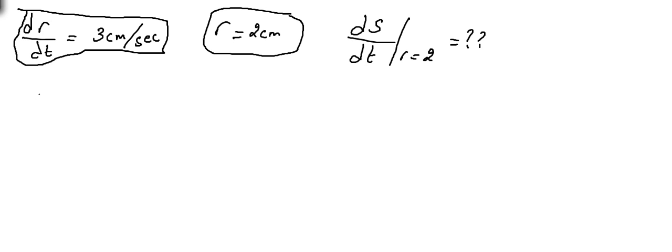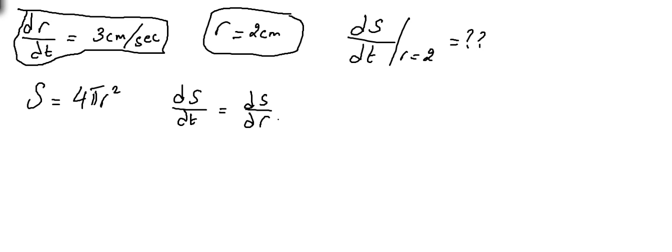So what is the surface area first? Surface area of a sphere is 4 pi r squared. This is the formula for the surface area of the sphere. If we use the chain rule here, we know that dS/dt, which we need to find, is equal to dS/dr times dr/dt. Why do we use this? Because we already have S as a function of r, and we have dr/dt.